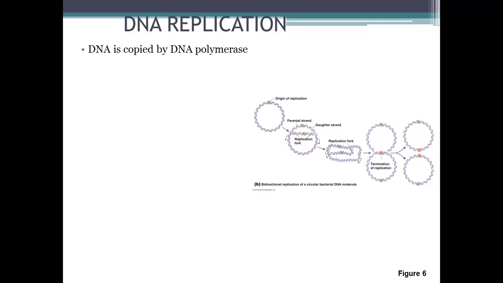The DNA is copied by an enzyme called DNA polymerase. DNA polymerase is the enzyme that adds new nucleotides to the growing DNA chain. It can only add to the 3' end. So there are additions to the 3' end of the DNA strand in the 5' to 3' direction.